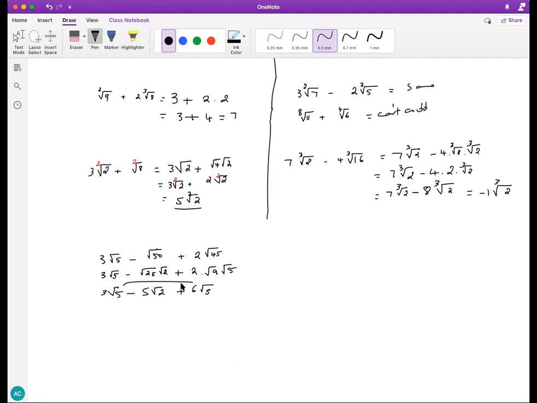Just like combining x, and you have y here. So like x, 3x, 6x, maybe negative 5y here. So I'm going to add these two, so 3 plus 6, it's 9, radical 5. This one is different because it does not have the same radical. We're just going to write it down here.